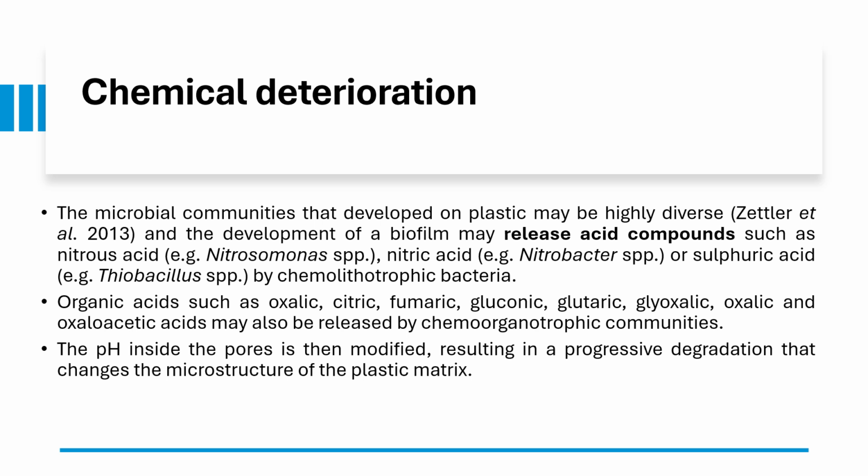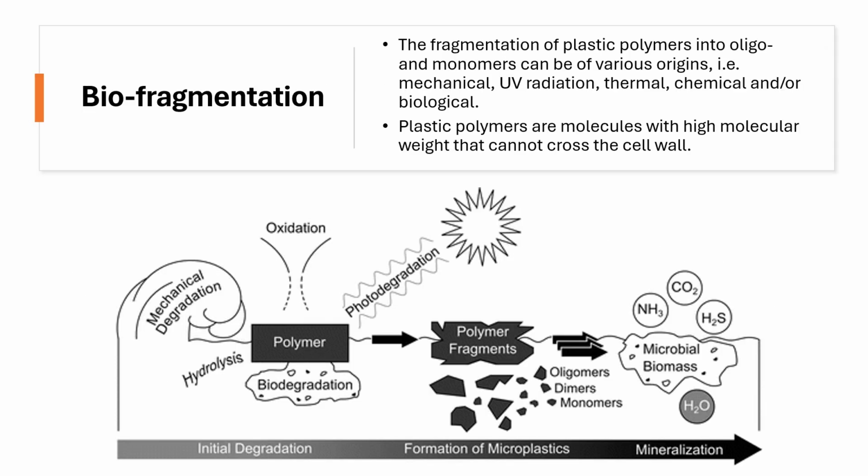After that, organic acids such as oxalic, citric, fumaric, gluconic, glutaric, glyoxylic, and oxaloacetic acid may also be released by chemoorganotrophic communities. The pH inside the pore is then modified, resulting in a progressive degradation that changes the microstructure of the plastic matrix.